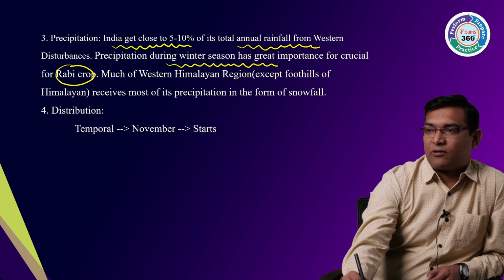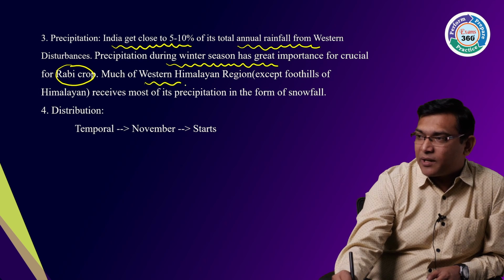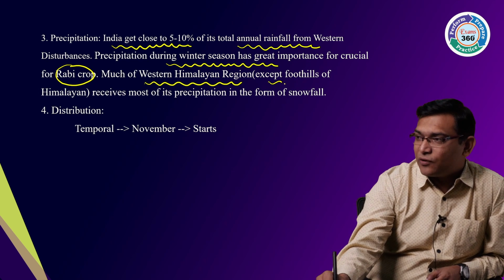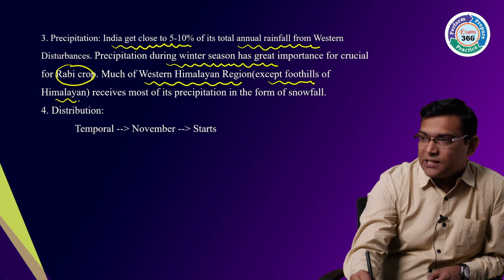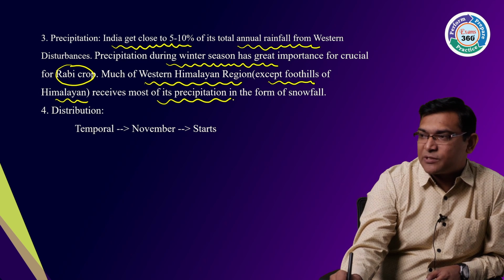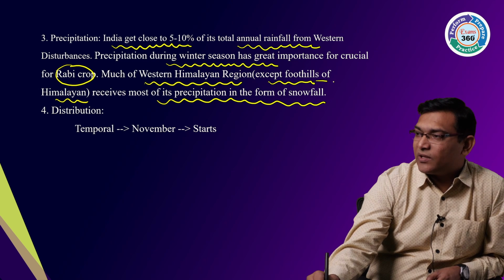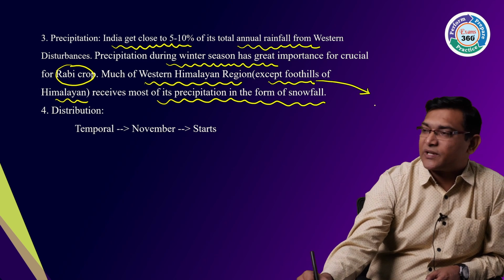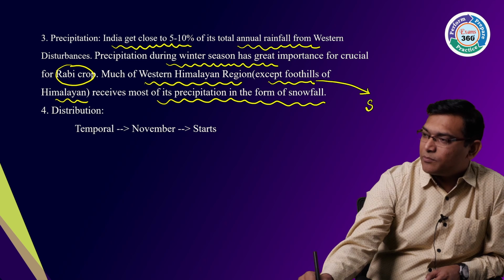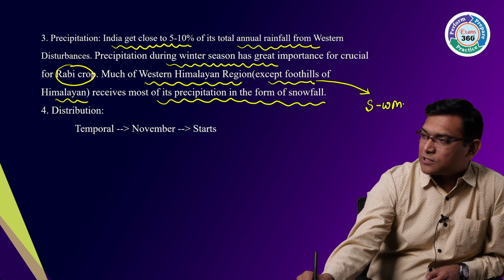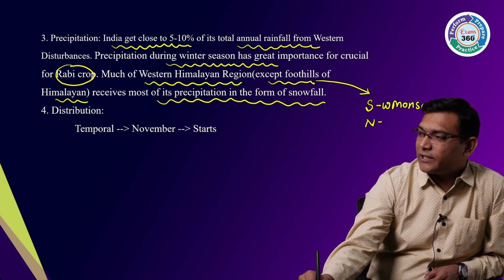Okay, then much of the western Himalayas region except the foothills of the Himalayas receives most of its precipitation from snowfall. See, the foothills of the Himalayas receive most of their rainfall also from the southwest monsoon and also northeast monsoons.